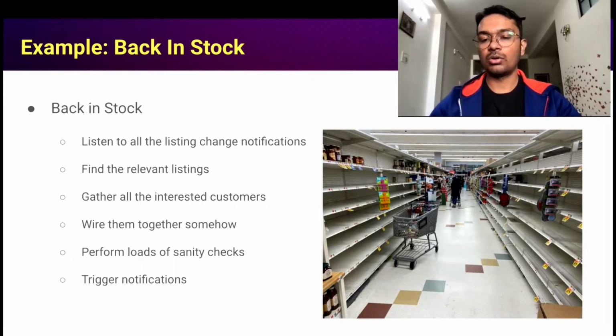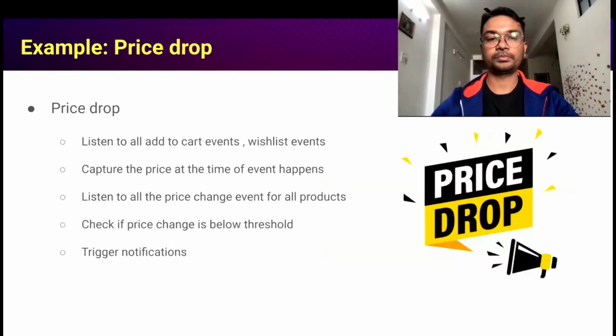Let's look at the example of back in stock. A product can go out of stock when it runs out of inventory, and then come back in stock when the seller replenishes its inventory. In such a case, we want to notify our interested customers that their product is back in stock. So how does the backend power such a feature? We need to listen to all listing change events for all products that go out of stock and come back in stock. Then we need to find all the relevant products which are queried by our customers. Then we need to collect all the information of the users who are interested in back in stock products. And then finally we can send the notification.